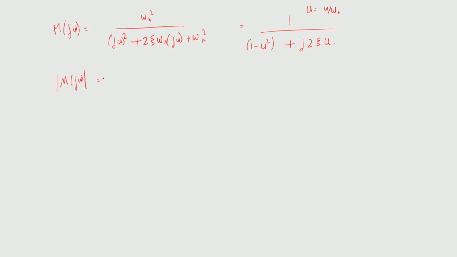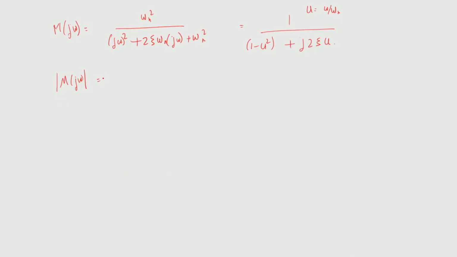So, how does the magnitude of M look? This is what I am interested in calculating, the magnitude and the phase. The magnitude will decide how my original signal will get transformed, that is, the amplitude of the resultant signal, and the angle will decide how much is the phase shift. So the magnitude of M of j omega, in terms of the real part and the imaginary part, is 1 over the square root of (1 minus u square) whole square plus (twice zeta u) whole square.